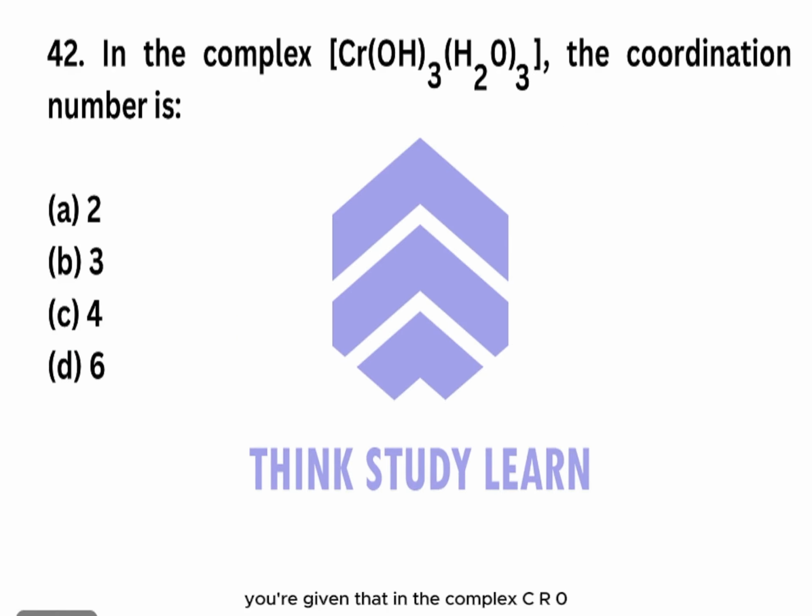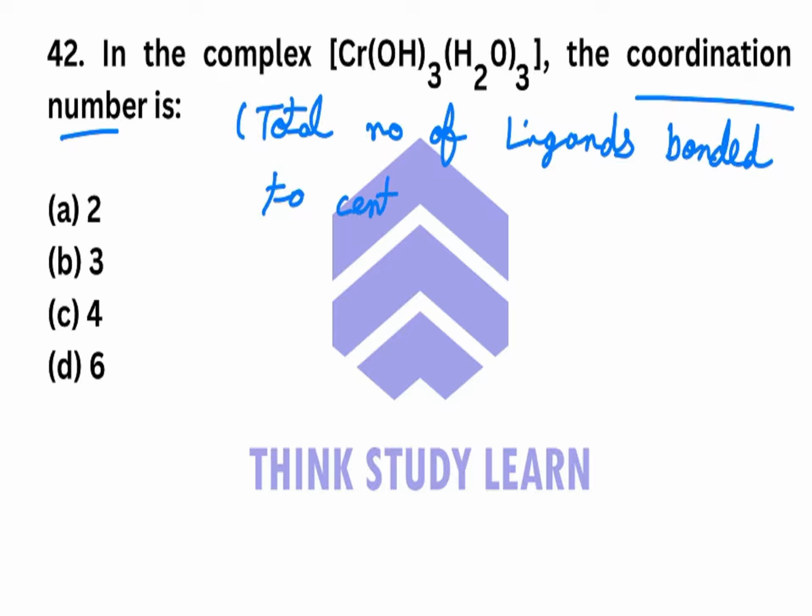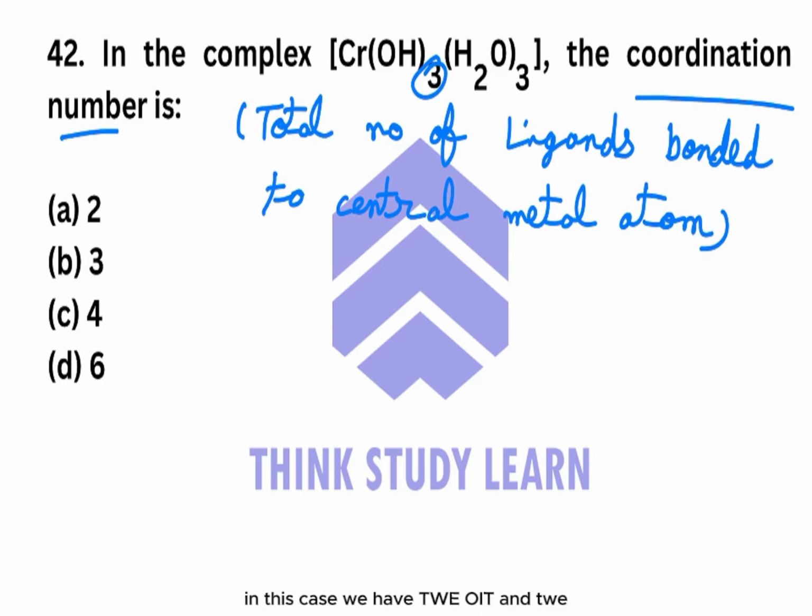In the next question, we are given that in the complex Cr(OH)3(H2O)3, the coordination number is what? By coordination number, we mean the total number of ligands bonded to the central metal atom. In this case, we have 3 OH and 3 water ligands, hence we have a total number of 6.